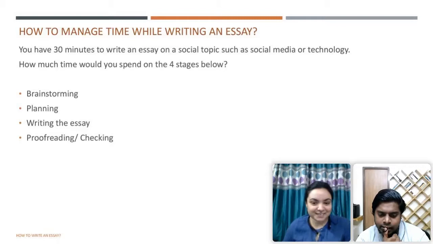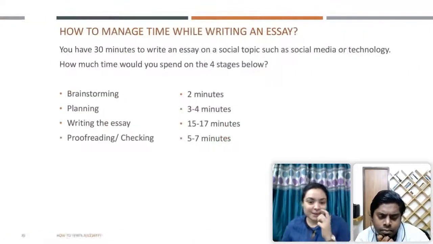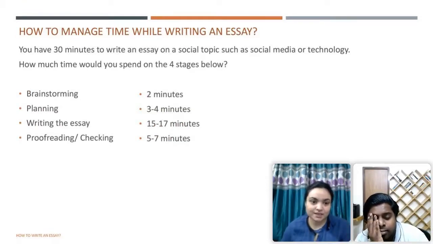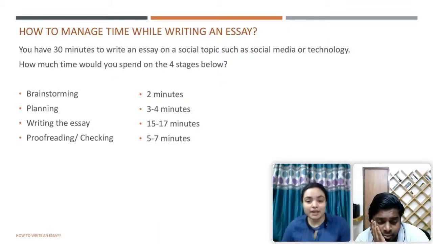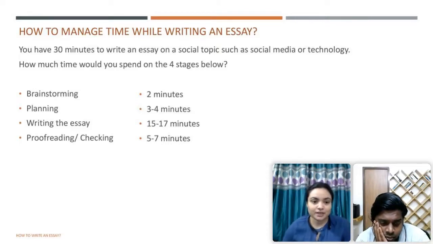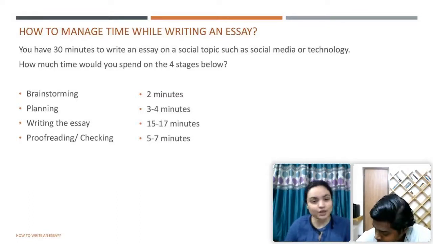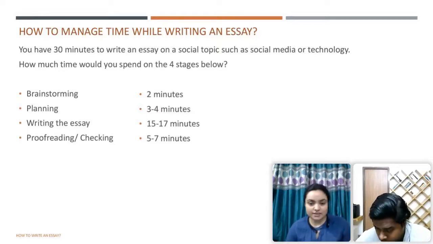I'm going to change that a little bit. Brainstorming has no filters, so we will not spend more than 2 minutes on it. Planning, a very important stage. This is where you are creating your foundation for essay writing. So spend at least 4 to 5 minutes on that. Or 3 to 4, depending on the number of words you have to write, depending on the time that you're allotted. Writing the essay after the planning is done is not going to consume so much time. So we will try and spend 15 to 17 minutes on it.